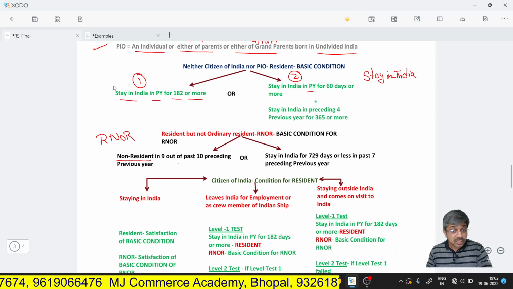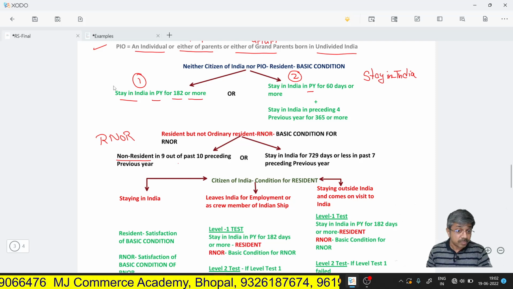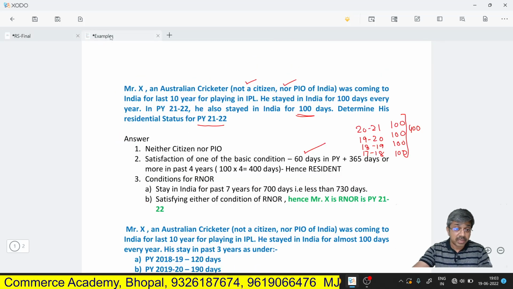If he is satisfying either of these two conditions, what are these conditions? Either he is non-resident in 9 out of the 10 preceding previous years, or his stay in India is 729 days or less in the past 7 preceding previous years. Now let me come to the example again.